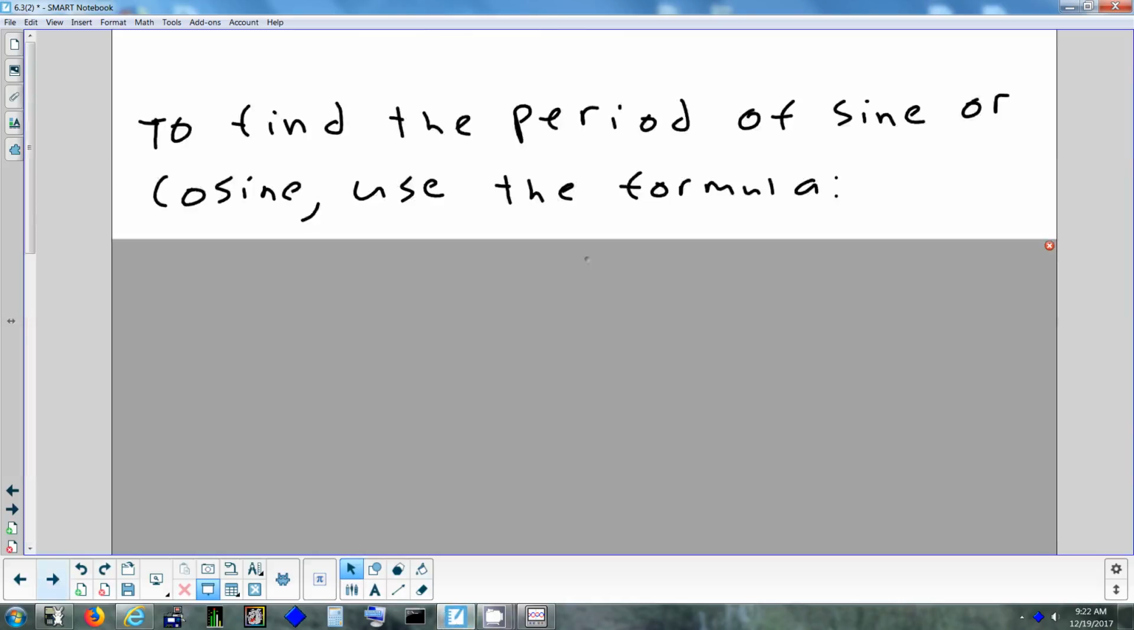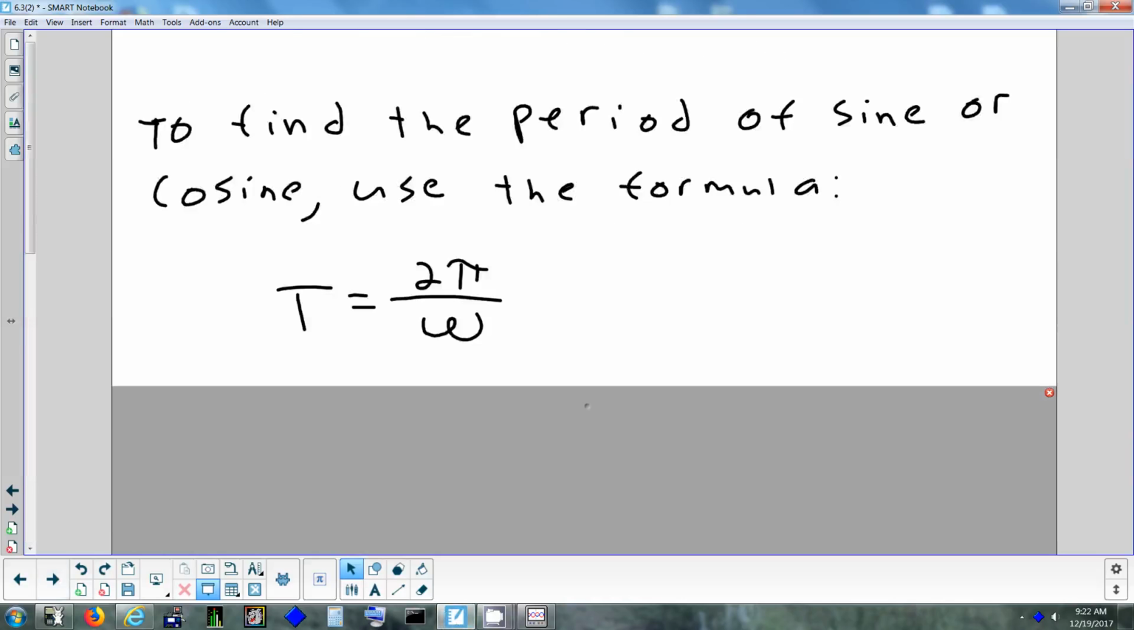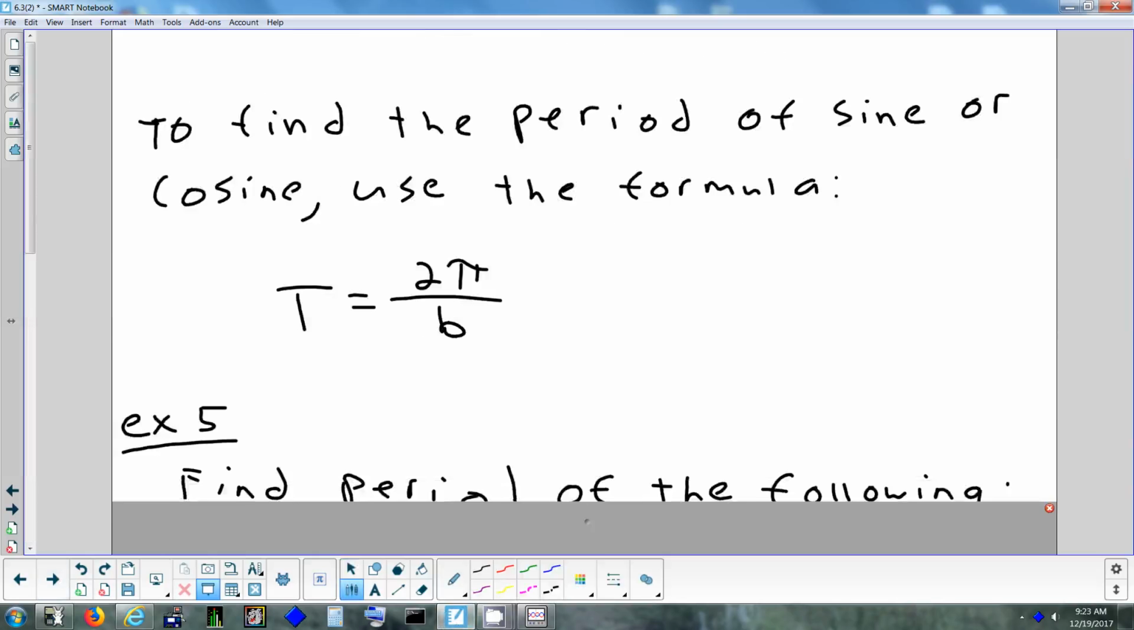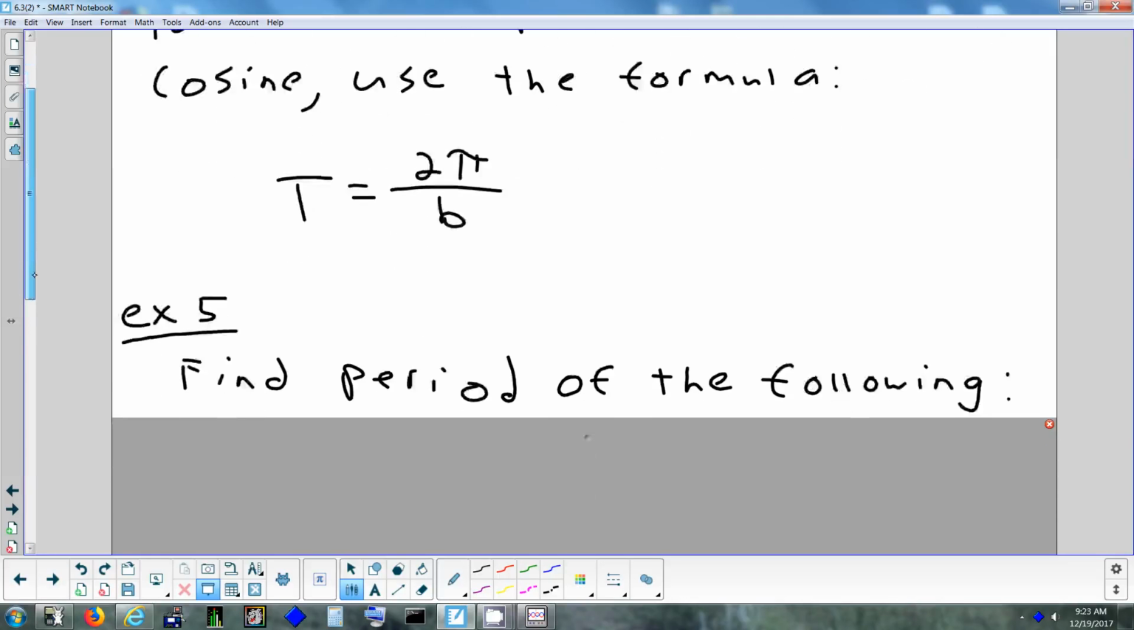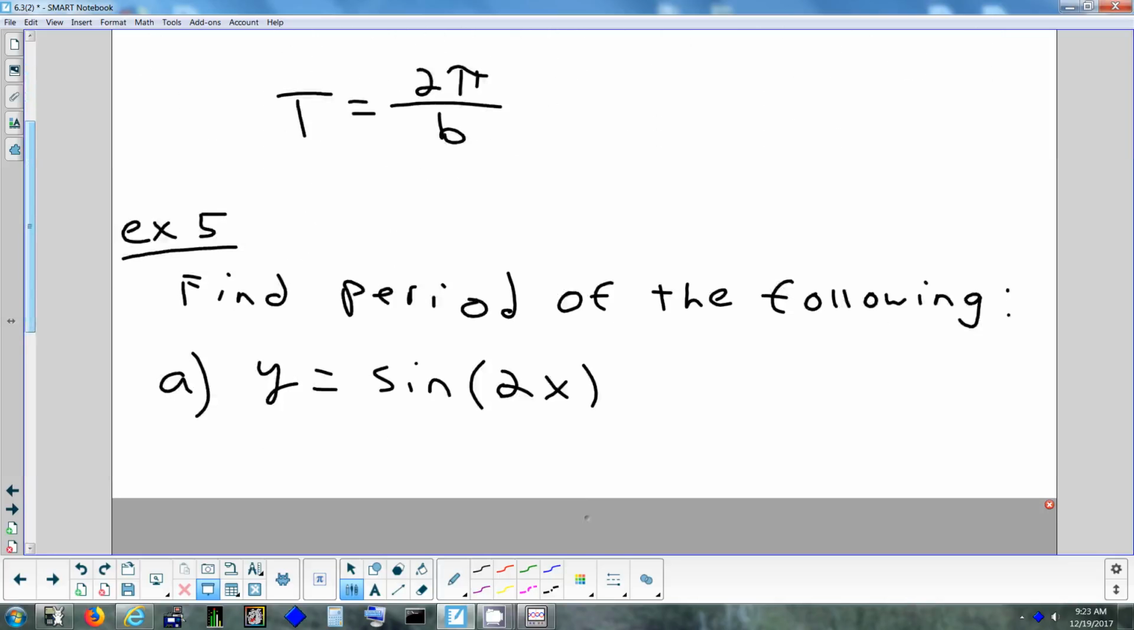Okay, so normally it would be 2 pi, but we're going to stretch or compress it. So the formula to find the period is 2 pi divided by b. Period is not b. B is the denominator of the formula to find the period, but it's 2 pi over b. Okay, so let's look at some problems where we calculate the period.